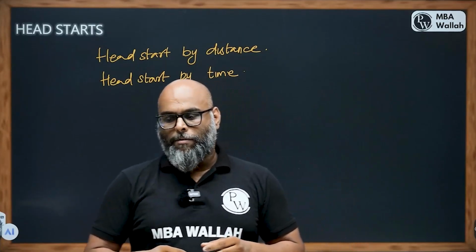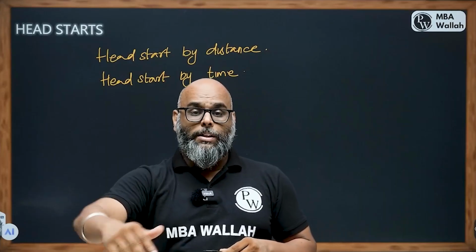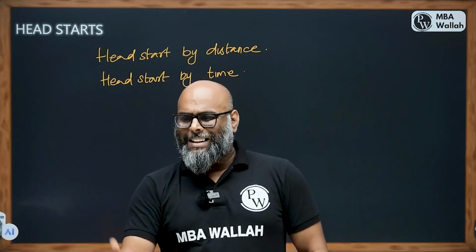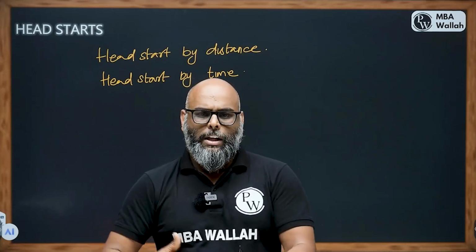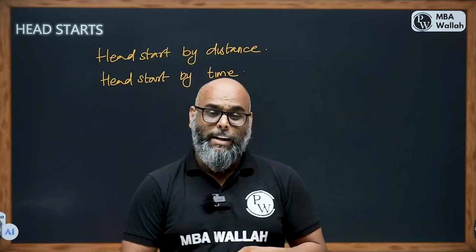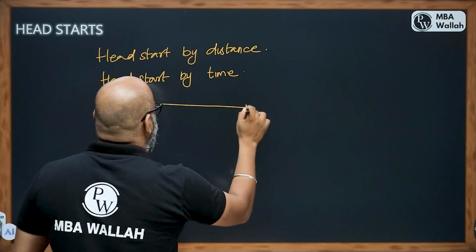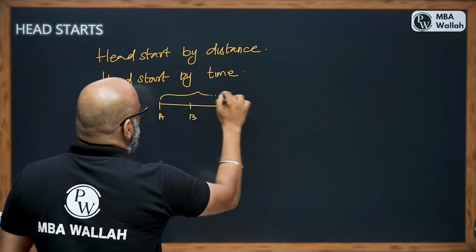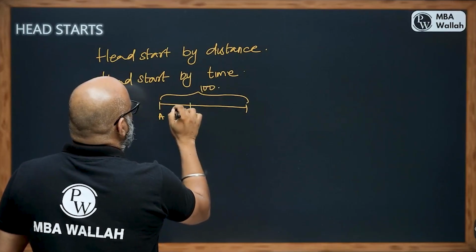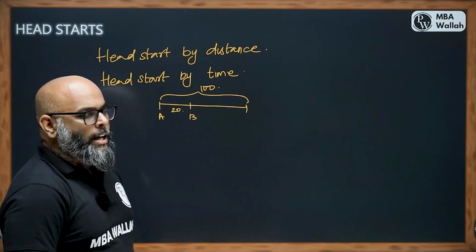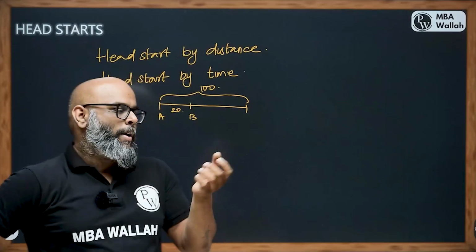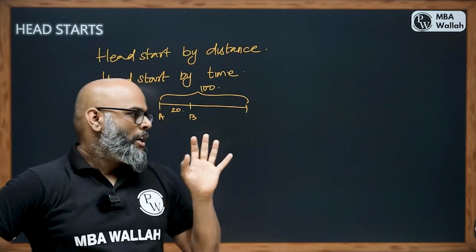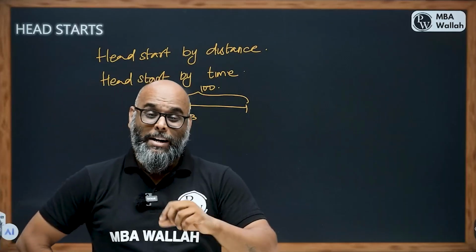Imagine this like a father running a race with the son. What will they do? They'll keep the son a little ahead of them so that they get an advantage, they get a boost. That's the distance. That's head start by distance. If there is a distance of 100 meters, A starts here, B starts here. If the entire thing is 100, let's say this is 20, we say that A gives a head start of 20 meters or B received a head start of 20 meters. That's all. That's called head start by distance.